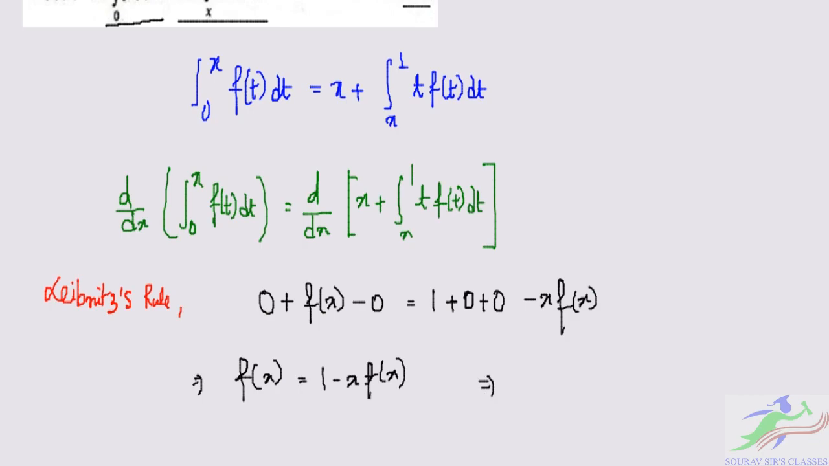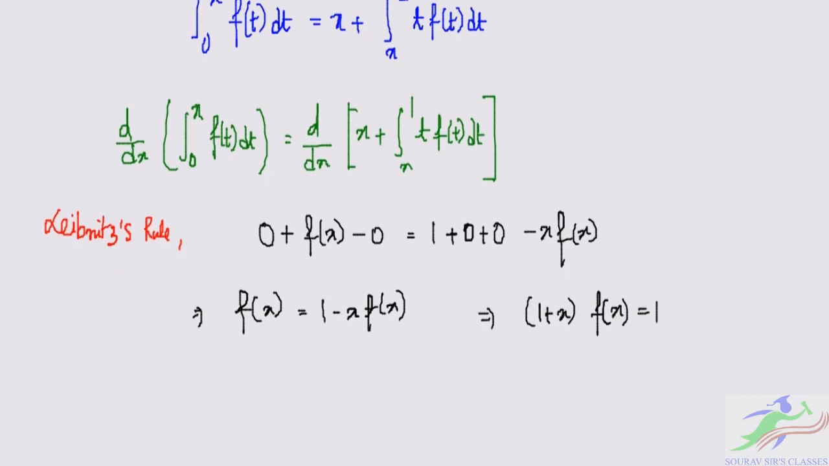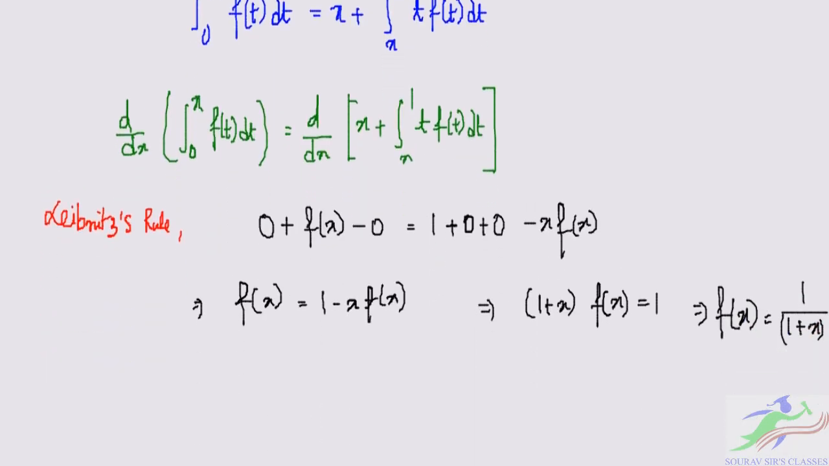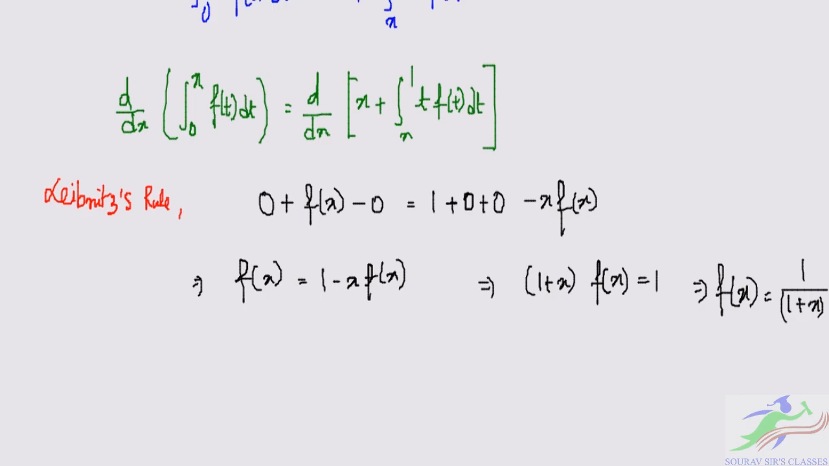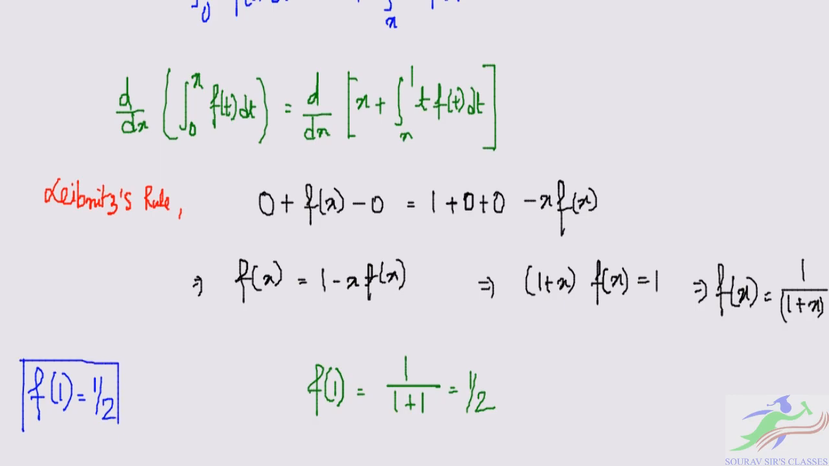So put this x f(x) on the right hand side, so we have (1 plus x) f(x) equal to 1, right? So from here you can find this f(x) is nothing but 1 upon 1 plus x. So we have to find f(1). Now putting the value, we have f(1) equal to 1 by 1 plus 1, that is equal to half. So our answer for this question is f(1) equal to half. That is the answer for 3a part 2.